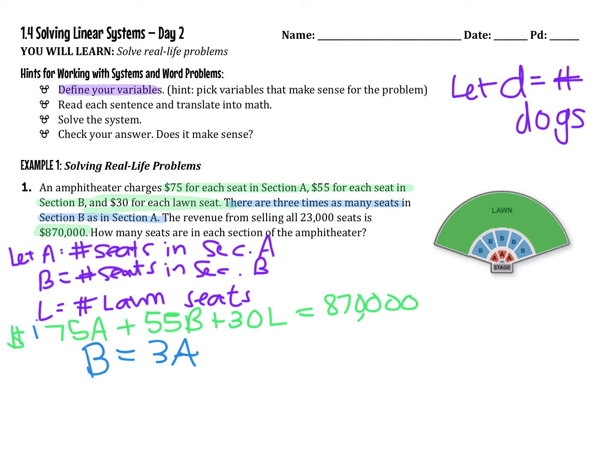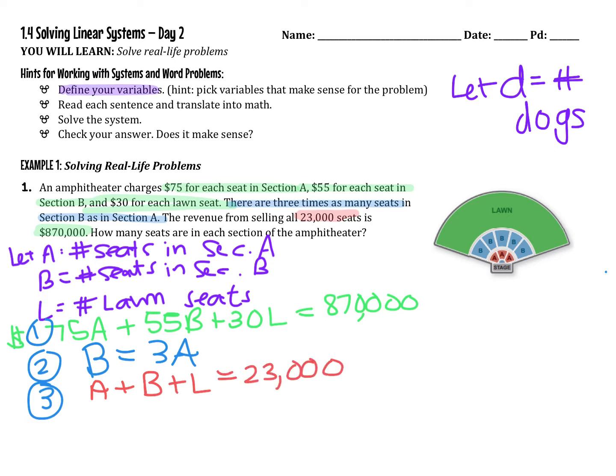So I have my first equation, I have my second equation, I need one more. So the only number that I notice right away that I haven't used is this 23,000. And what is 23,000 talking about? It's talking about the total number of seats. So the other equation that I need is my totals equation. So the number of seats in A plus the number of seats in B plus the number of lawn seats adds up to be 23,000 total seats.